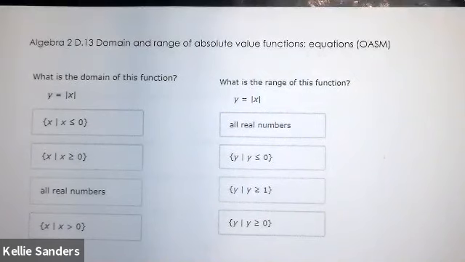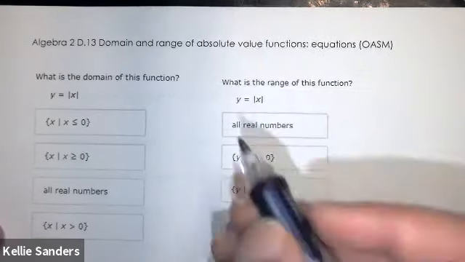Last lesson for Algebra 2, it's D.13, domain and range of absolute value functions, where they're just giving you the equation and not the graph anymore. So that's kind of why on D12 I asked you to find the vertex, because whenever you have the equation, you're not automatically going to know what the vertex is unless you write it down.